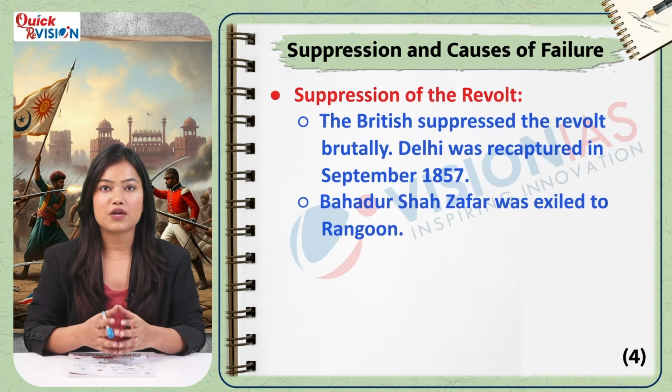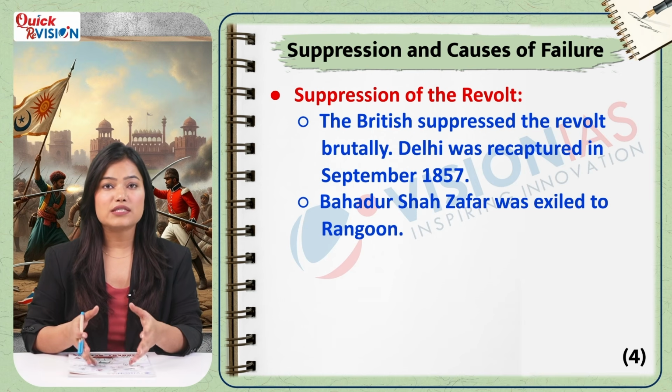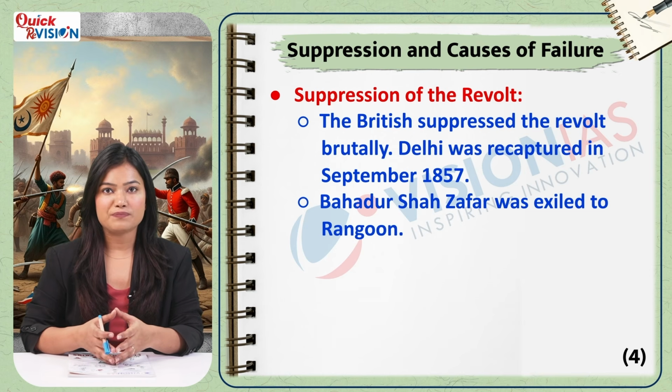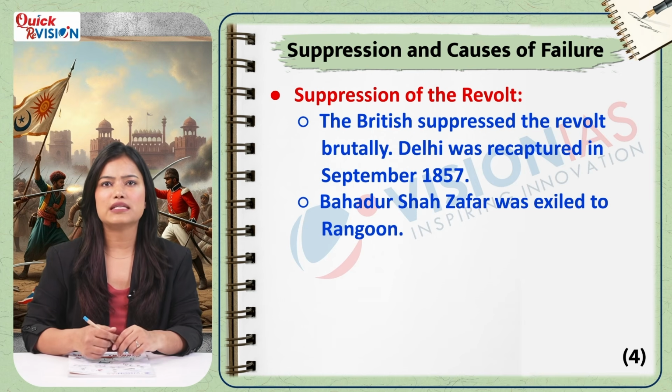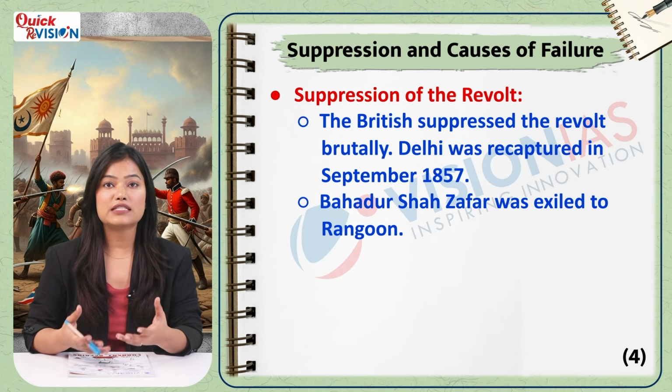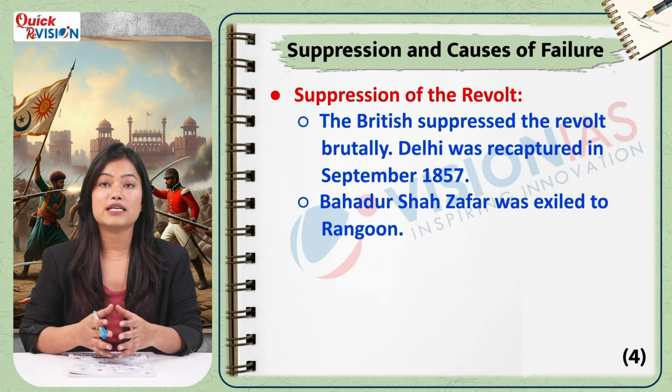Suppression and causes of failure. The British suppressed the revolt with great brutality. They had superior military resources, an organized army and advanced communication systems like the telegraph.